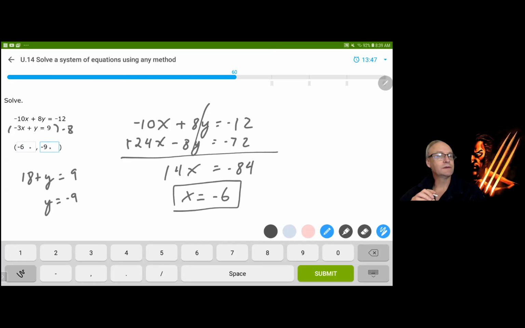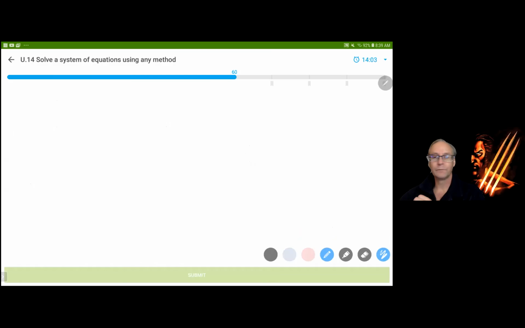And what I want to do is substitute those into my top equation. And I'm going to go fairly quickly. Negative 6 times negative 10 is 60. And negative 9 times 8 is negative 72. And when we add those, we really do get negative 12. So there it is.